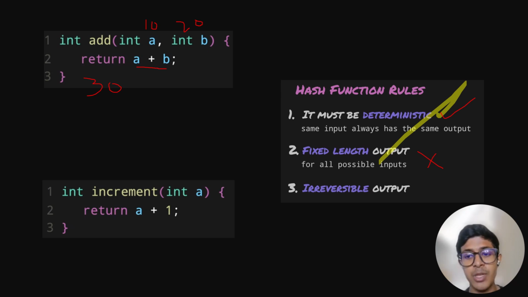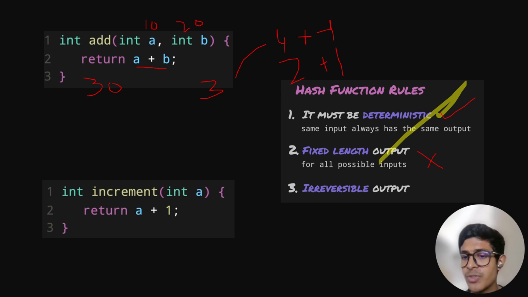Next, for irreversible output, for the first one, you can see that the output is irreversible. From 30, we cannot be sure that it came only from 10 and 20. Let's say we take an example of 3. 3 can be formed with the help of 4 and minus 1, or it can be formed by 2 and 1. Both additions give you the same result.